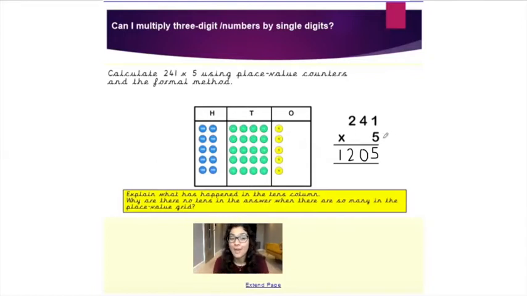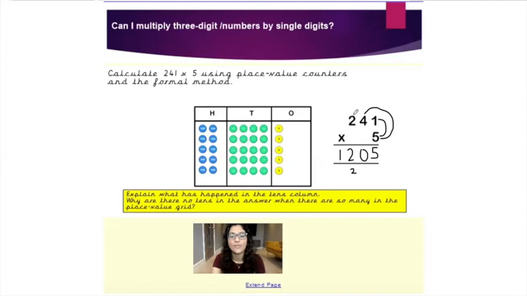1,205. So I'll explain how we got that. The first number we multiplied together is 1 and 5. So the answer to that would be 5. So you put that over here. And the next digit is 4 times 5. So what's 4 times 5? If you said 20, you are absolutely correct. So what you do then, remember, when you have two numbers, 20, you have the 2 and the 0. You place the 0 here.